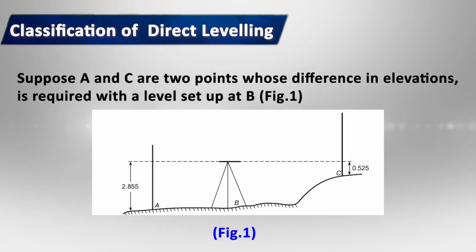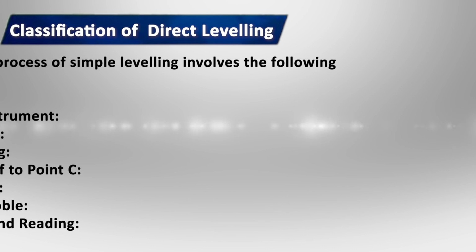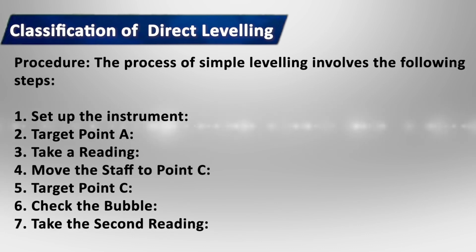Suppose A and C are two points whose difference in elevation is required with the level set up at B as shown in the figure. So, the procedure of simple leveling involves the following steps. Firstly, we have to set up the instrument. We have to ensure the level is correctly positioned and leveled.